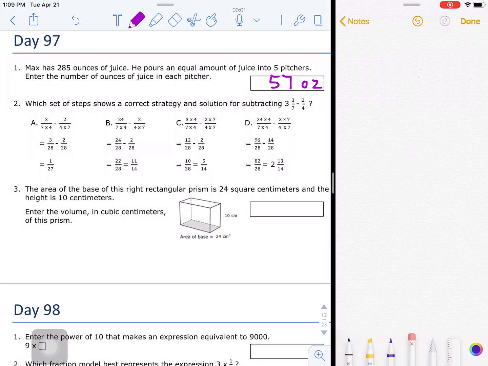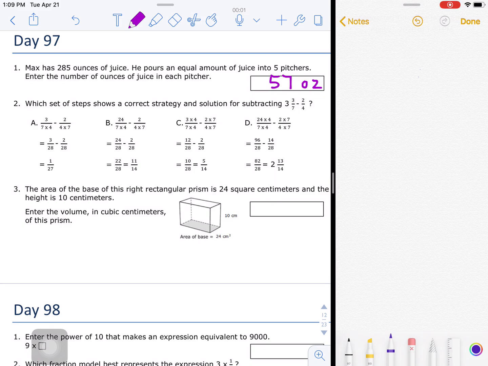Okay, problem number 2. Which set of steps shows a correct strategy and solution for subtracting 3 3/7 minus 2/4? So what do I know about this type of a problem? We know that whenever we add and subtract, we can only add and subtract like units. Since we're dealing with fractions, we're going to have like units or like denominators between 7 and 4.